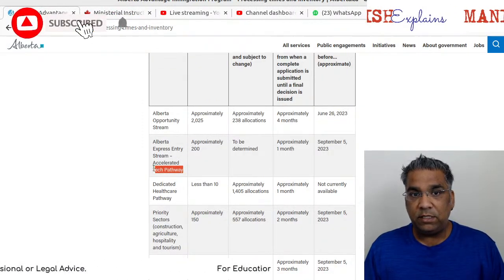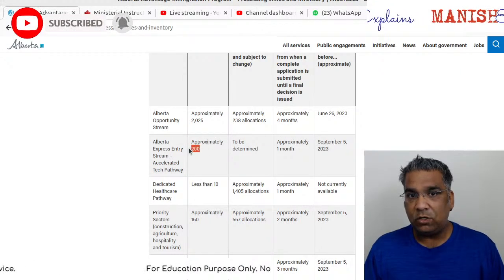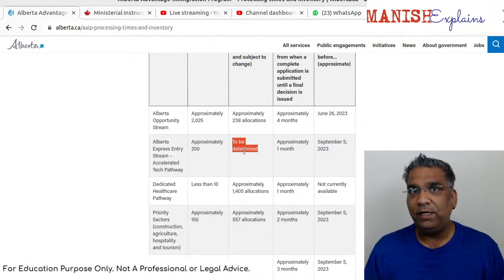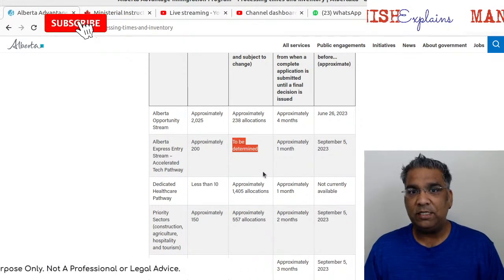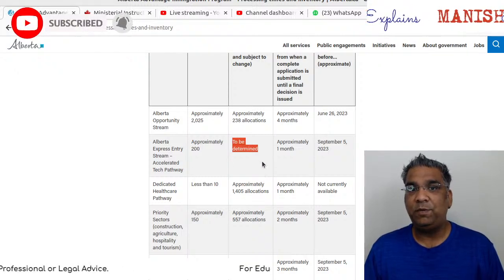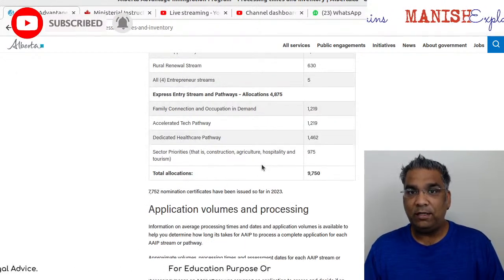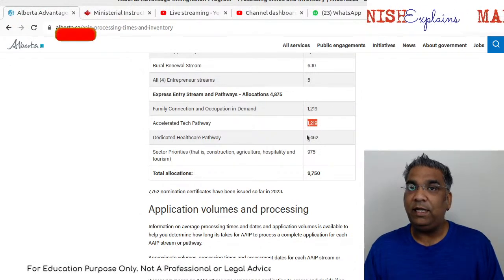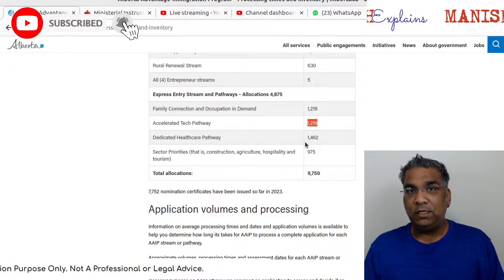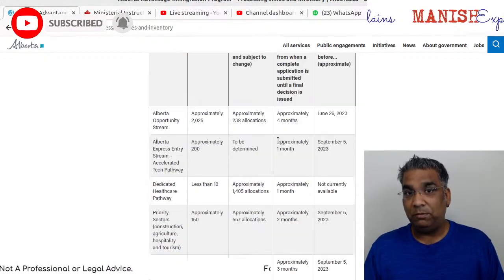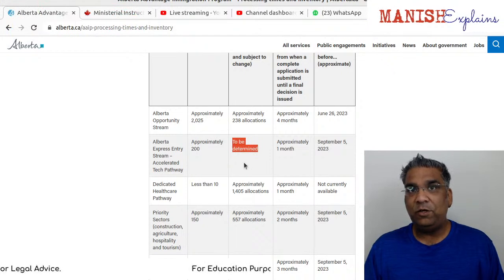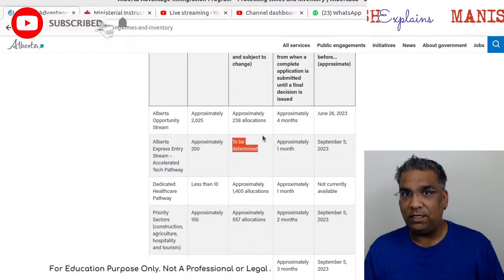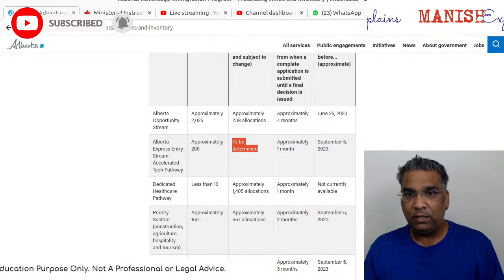Alberta Express Entry Stream, Tech Pathway. See, there are almost 200 applications remaining, and these things are to be determined. They are not declaring how many applications are remaining in this particular stream. But if you look at the initial guidance, they had almost 1219 applications allocated. This does not mean that they have already used all of their 1219 applications.